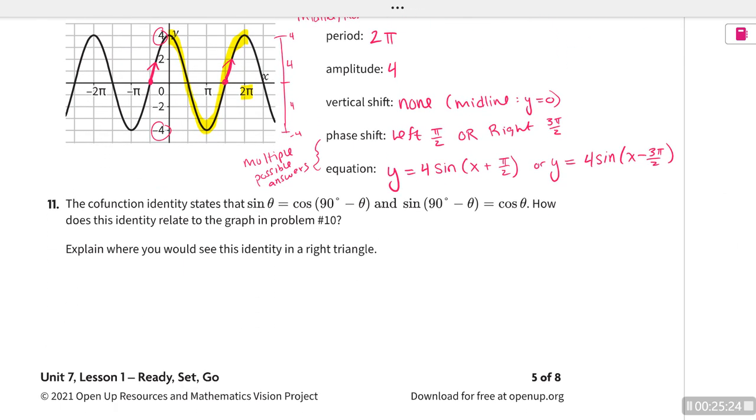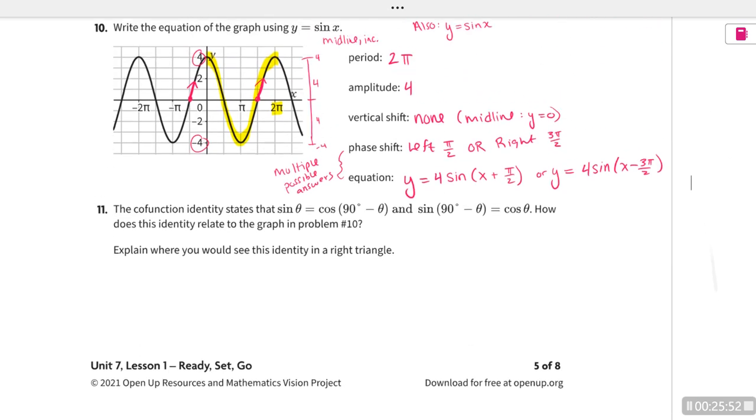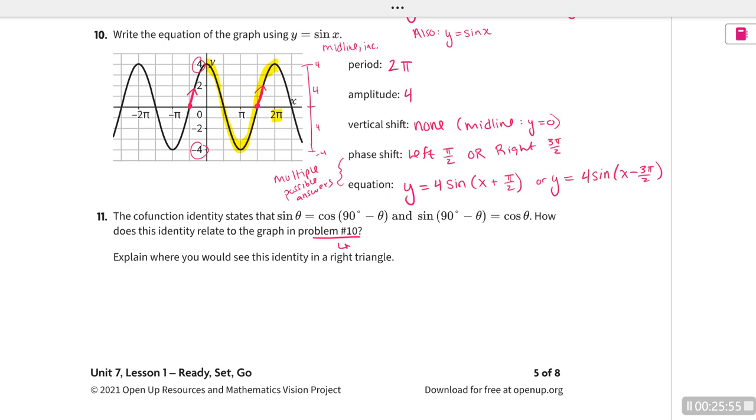Okay, question 11. The cofunction identity states that sine of theta equals cosine of 90 minus theta, and sine of 90 minus theta equals cosine of theta. How does this identity relate to the graph in problem number 10? It says explain where you see this identity in a right triangle. Let's see if there are any second parts. No, there's not. So in problem 10, our axis is in radians since we don't see a degree symbol.